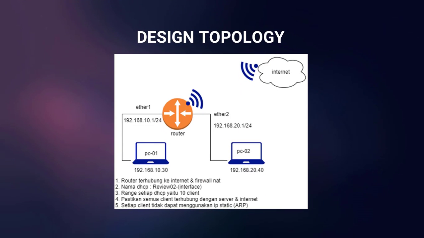In this topology, I use wireless for the internet access, and the IP gateway for the DHCP server on Error 1 is 192.168.10.1, while for Error 2 it is 192.168.20.1. Then each client must be connected to the server and internet. Each DHCP server configuration has 10 client addresses, and we have to configure ARP reply only, so the client can change the IP address statically.